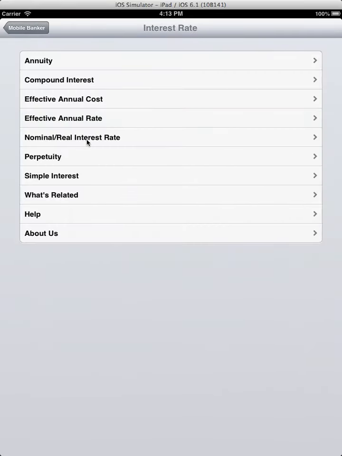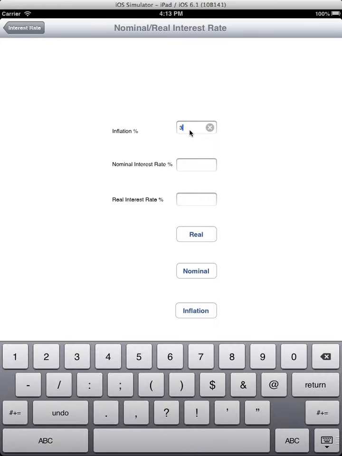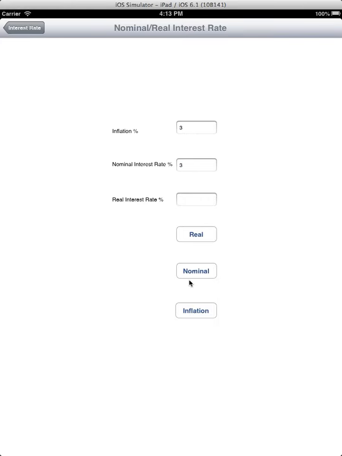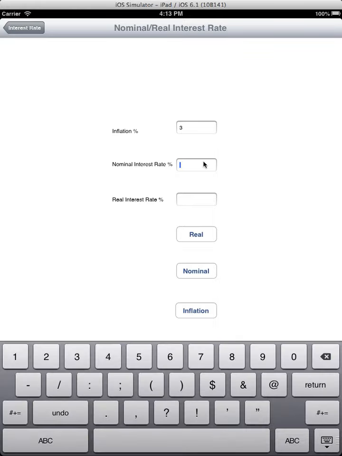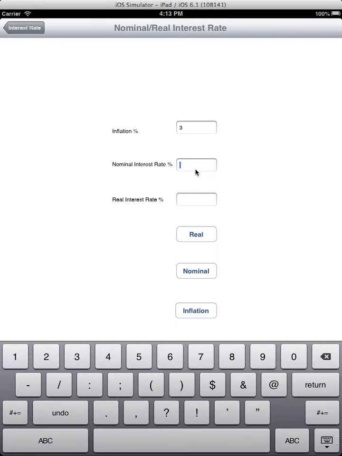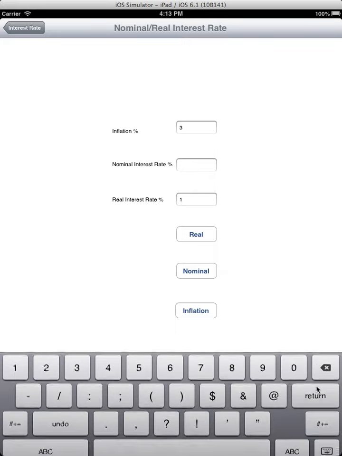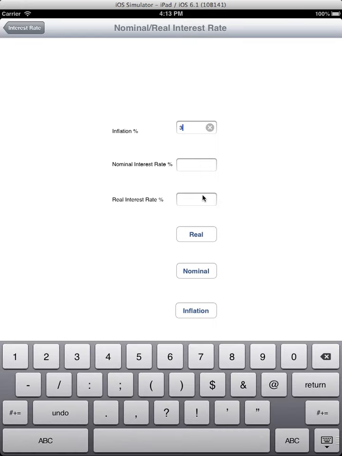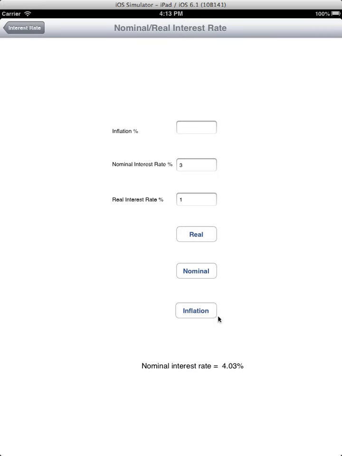Effective nominal and real. Say inflation is 3%, nominal is this. So what is the real interest rate? Here it is. So real interest rate is 1, and what is the nominal interest rate? Say if it is 4, what is the real interest rate? Nominal is 3. So we would like to find out what the inflation is.